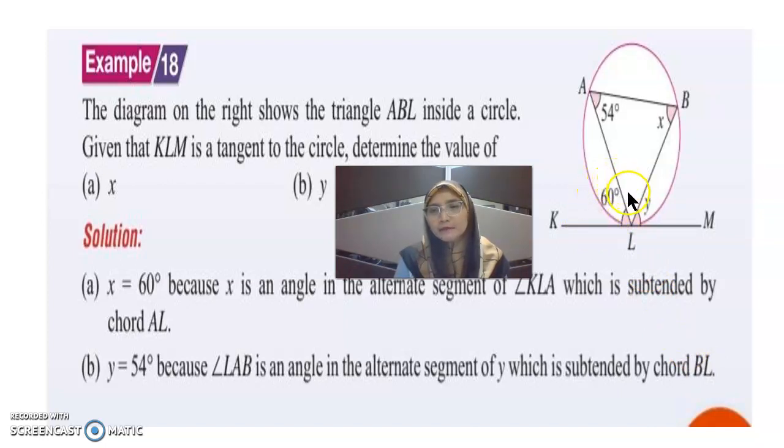Angle 60 jump into opposite. X equal to 60. Exterior angle Y jump into opposite. Y equal to 54.